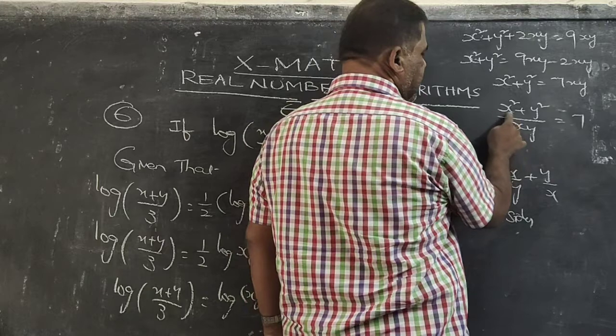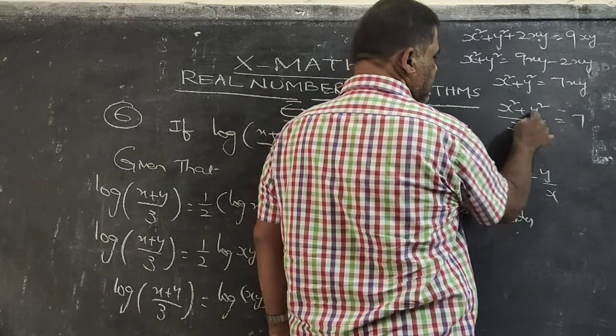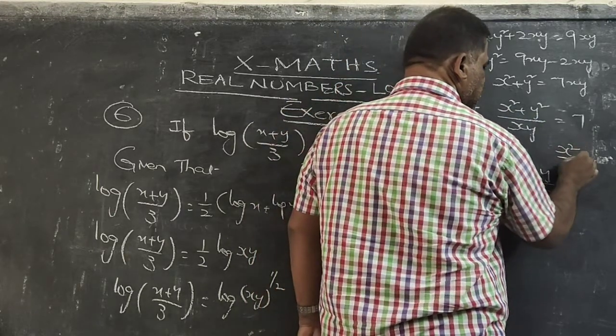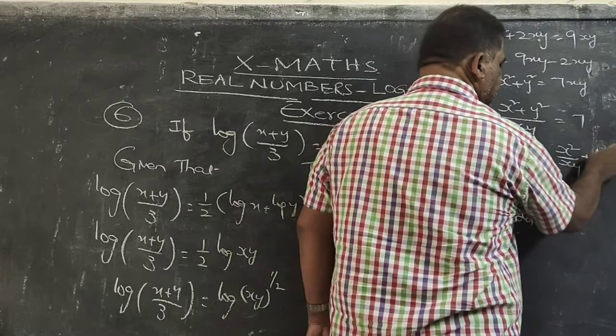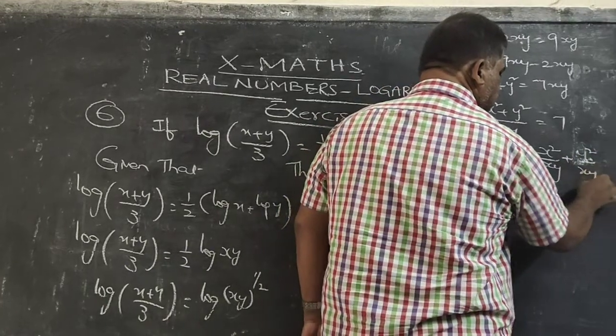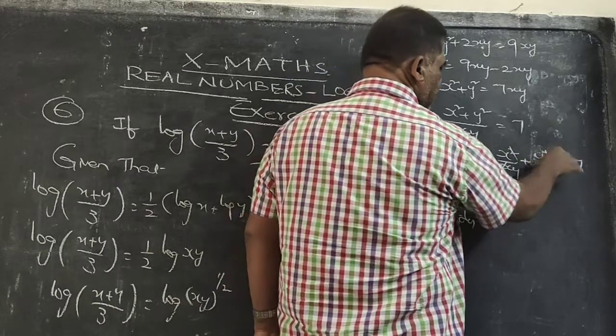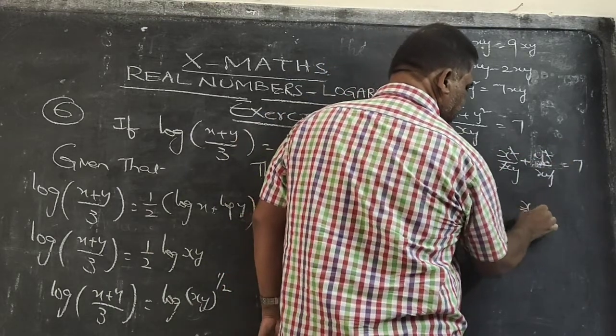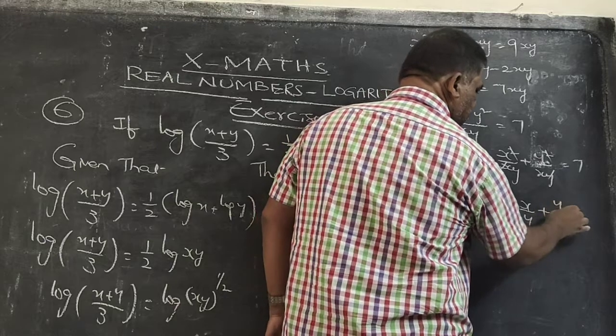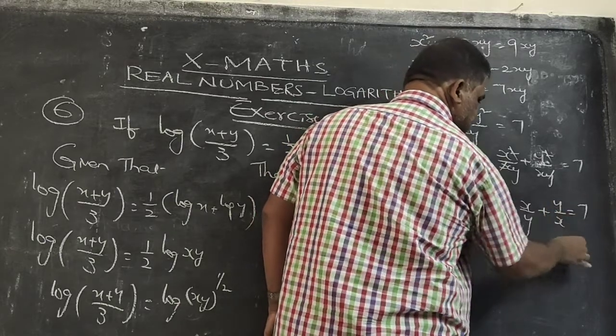Now write this by xy separately for both two terms. So first one is x²/xy, second one is y²/xy, is 7. Here one x will get cancelled, here one y will get cancelled, it will become x/y, here it will become y/x. Answer is 7.